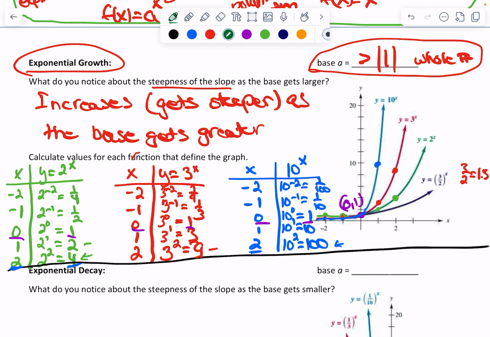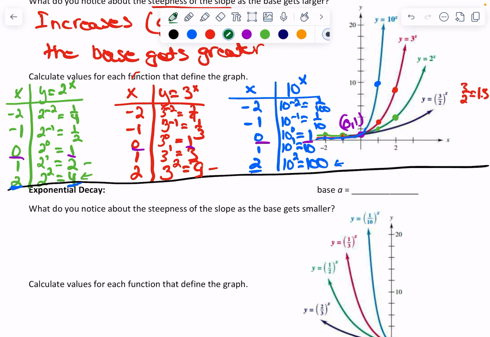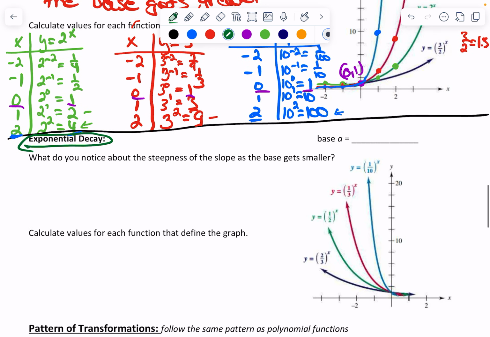Now, let's look at exponential decay right here. That means that our base a is going to be less than the absolute value of 1. So this means that we're looking at fractions. So what happens to the steepness of the slope as the base gets smaller? So 1/10, 1/3, half, 2/3.